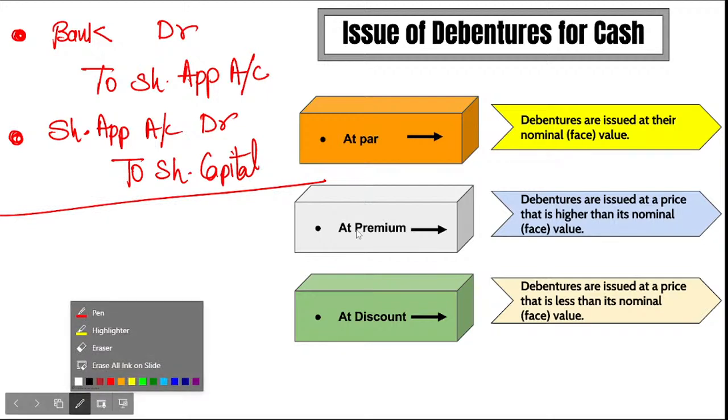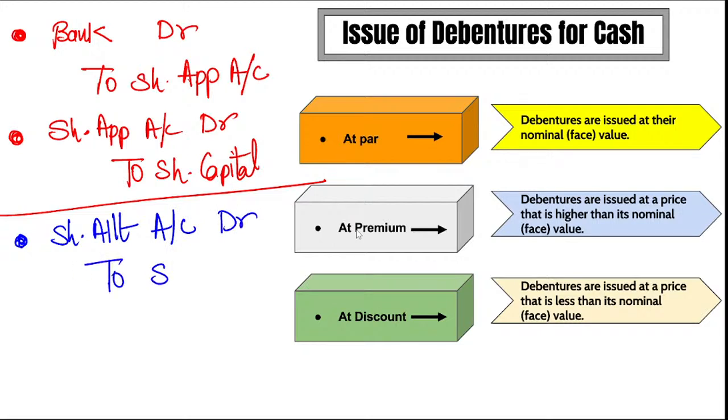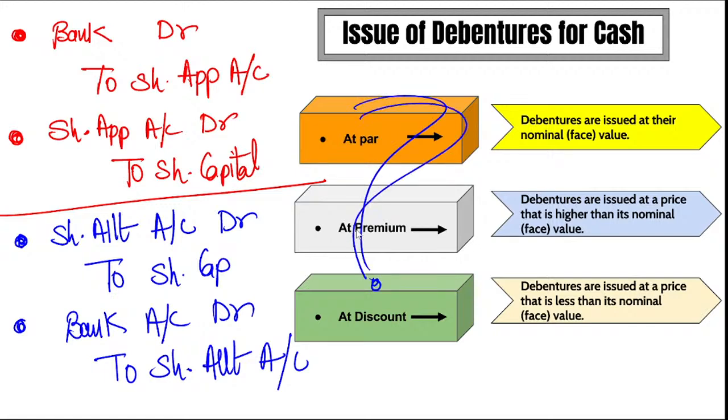After this, allotment will be due: share allotment account debit to share capital. And then you will receive allotment: bank account debit to share allotment. So these were the entries in the share chapter. Now why are we revising these entries? क्यों कर रहे हैं? You must be thinking why ma'am is talking about these entries in debentures.